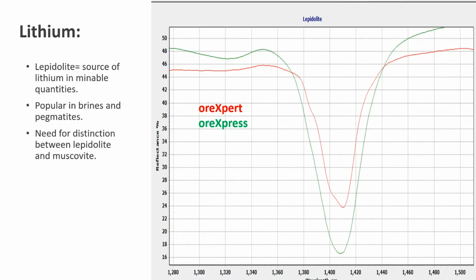The challenge, however, is that lepidolite is spectrally very similar to muscovite, another mica that does not carry lithium. With a standard resolution spectrometer, the absorption features of these two minerals can overlap, making them very difficult to tell apart. As you can see in this figure, there is a better definition of the feature with the oreXpert versus the standard resolution. So that gets us closer to differentiating these two minerals.